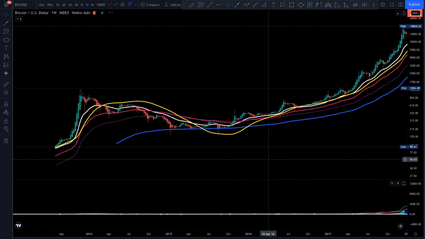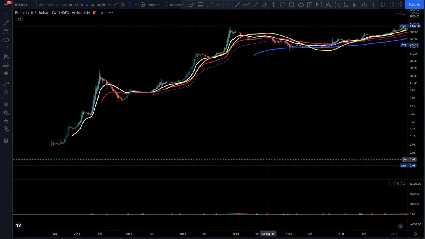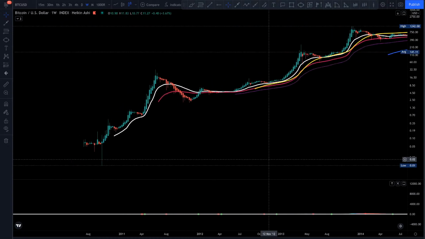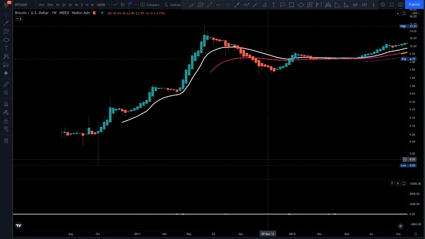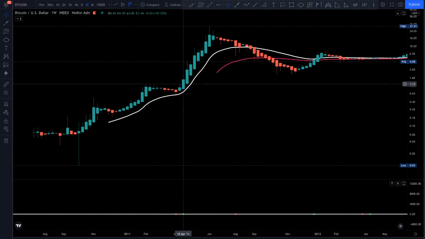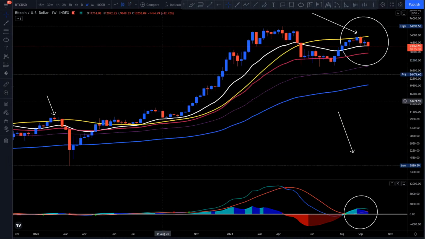So we can see one thing when we look into this chart and go back to the entire history: we can see how clean this chart is, right? So even if it's a bearish candle, you can see we've got some red candles here, right?